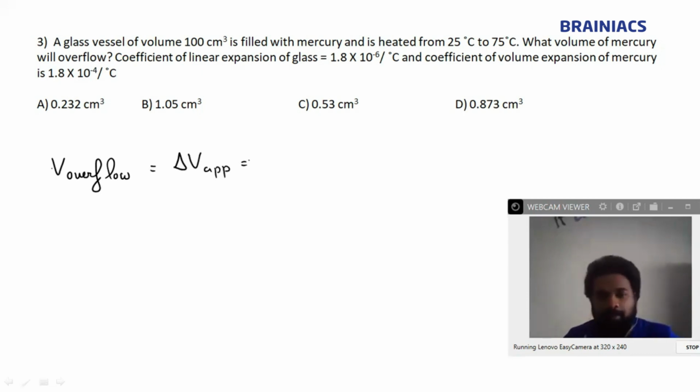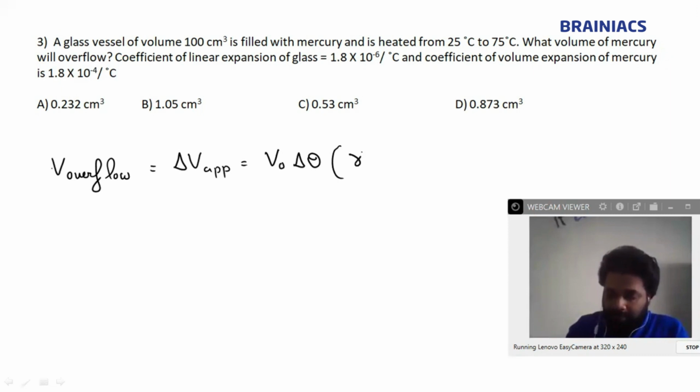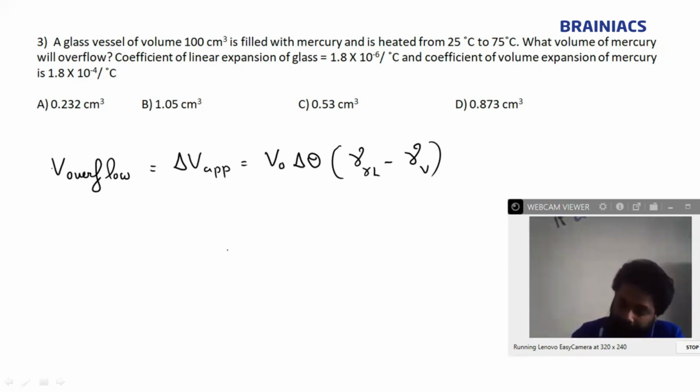So the volume of liquid overflow is equal to the apparent change in the volume of liquid. This is equal to what? We have seen a formula: V naught into delta theta, that is initial volume into change in temperature, into the coefficient of volume expansion of liquid, the real coefficient, not the apparent one, minus the coefficient of volume expansion of vessel. This is the formula we have studied in that topic.